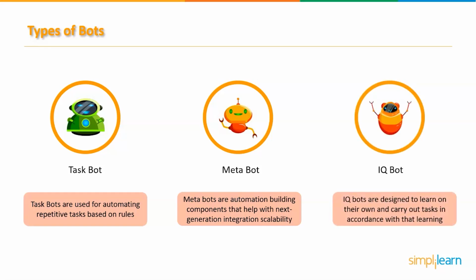IQ bot. IQ bots are the next generation of intelligent bots. With the ability to think like humans, these bots are designed to learn on their own and carry out tasks in accordance with that learning. Users can experience the potential of automation with IQ bots, which use advanced cognitive technology and advanced artificial technologies. These bots have capabilities such as self-learning, decision-making, and subject matter expertise, among others. Data can be extracted from semi-structured and unstructured data by these bots. IQ bots also learn to recognize patterns so that the bot knows exactly what to do the next time the pattern appears.